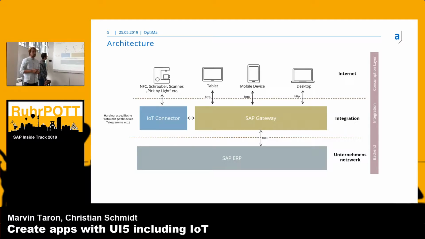The application runs on different devices, like tablets, mobile devices, and the desktop. So the UI5 application has to be responsive, and the application on the different devices has to be synchronized. So when someone does a screwdriving result, all the devices have to be synchronized so they can see the different actions.